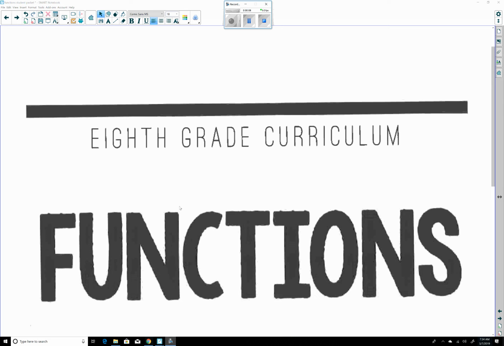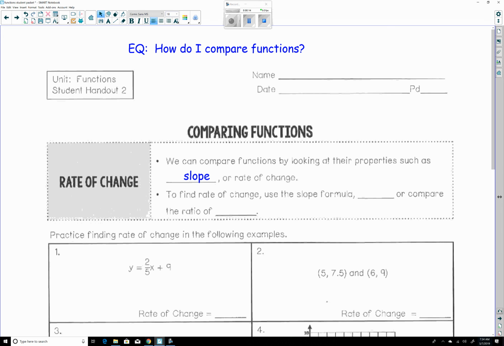You should have your packet that has the front cover that says Functions very large on it. And I would like you to open in that packet to page 6, which should look like this. Please add the essential question at the top of the page: how do I compare functions? And then let's look at the fill-in-the-blank notes together.